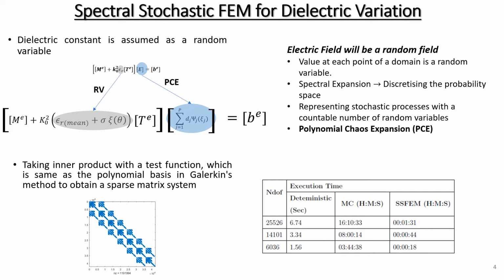An unknown random field can be represented using polynomial chaos expansion. PCE represents a random process with a countable number of random variables. The effective stochastic matrix system can be obtained by employing a Galerkin's testing on this equation. This produces a large matrix system, but the matrix is sparse. The unknown PCE coefficients are evaluated by solving this matrix. It can be seen that the SSFEM is very fast compared to the Monte Carlo.